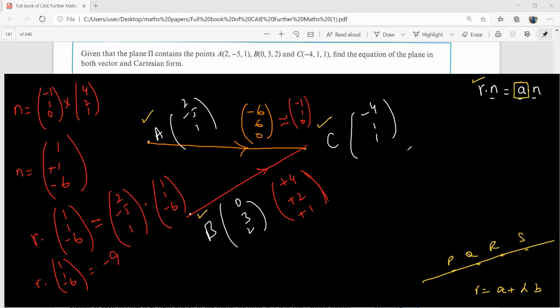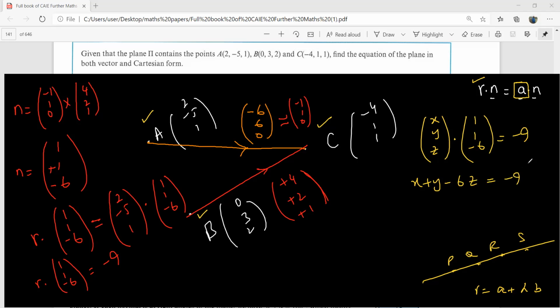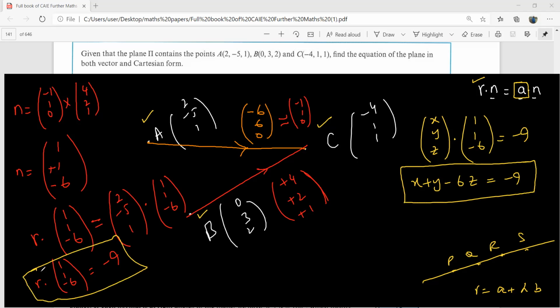If you change that r to x, y, z, the same equation can be written as (x, y, z) dot (1, 1, -6) equal to -9. So this is x plus y minus 6z equal to -9. This is the equation of the plane in Cartesian form, and that was in the vector form. Okay? Any questions, children?